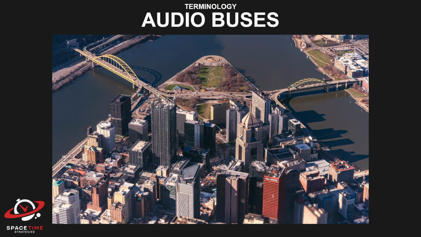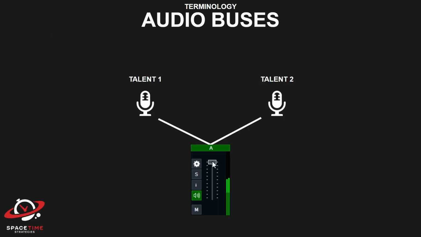I don't know. So the 2 audio streams flowing into each other is useful because it allows us to control audio in groups instead of just individual sources. For example, you could route all of your talent microphones into a single bus, and then when you change the volume on the bus, the volume of every talent member changes in unison.